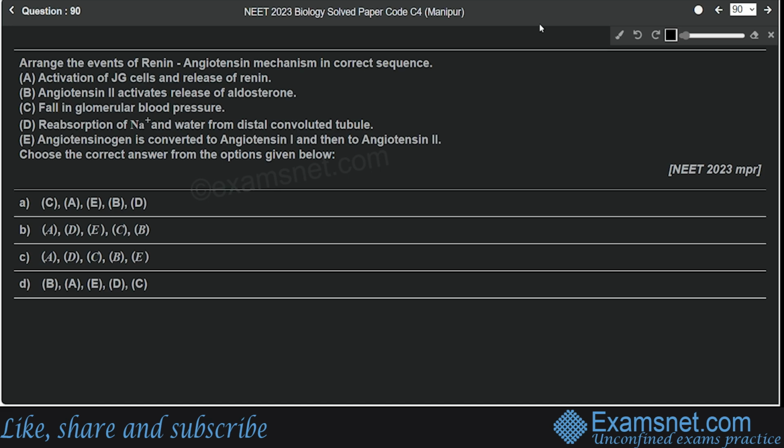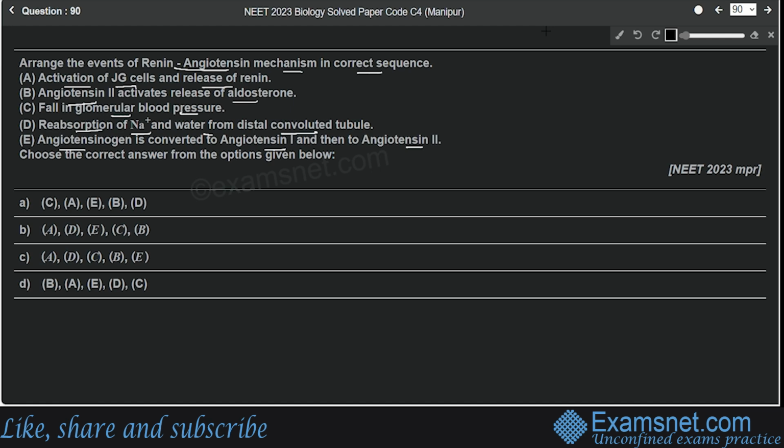Question number 90 is from the chapter Excretory Products and Their Elimination, and the question is arrange the events of renin-angiotensin mechanism in correct sequence. Activation of juxtaglomerular cells and release of renin. Angiotensin 2 activates release of aldosterone. Fall in glomerular blood pressure. Reabsorption of sodium ion and water from distal convoluted tubule. And then angiotensinogen is converted to angiotensin 1 and then to angiotensin 2. So this is not the correct sequence. So let's find out the correct sequence.